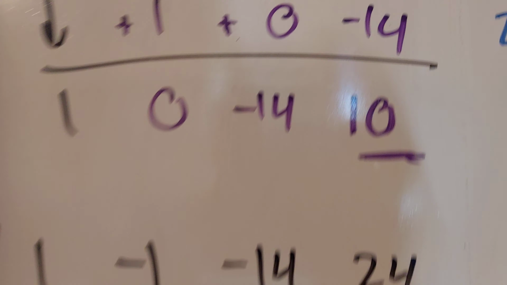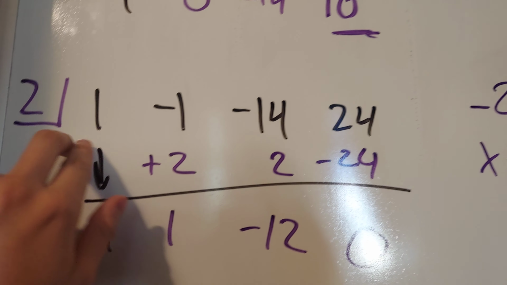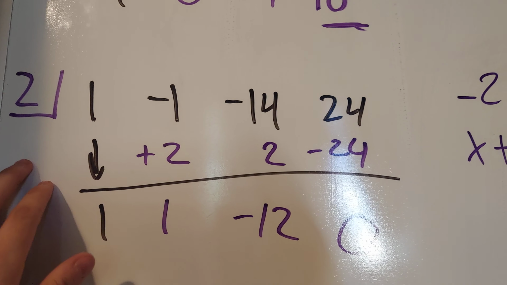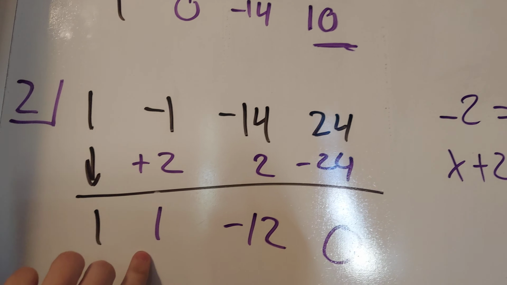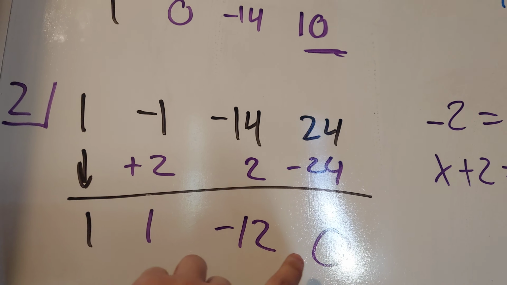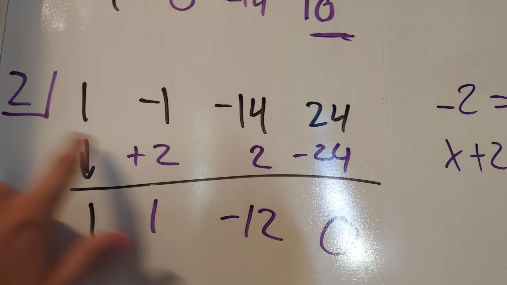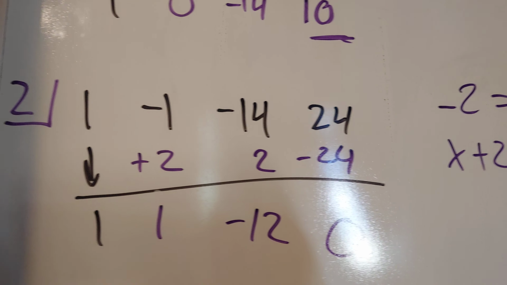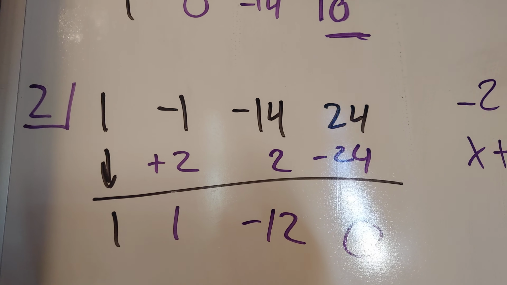So if we try 2, again, we put it in a little box, we write everything, bring down the 1, and we start. 1 times 2, positive 2, minus 1, 1. 1 times 2, 2. Negative 14 plus 2, negative 12. Negative 12 times 2, negative 24. And look at that, it results in a 0. So we know that this root will indeed work.